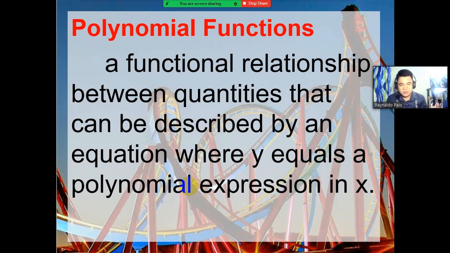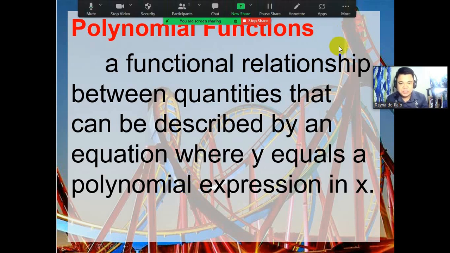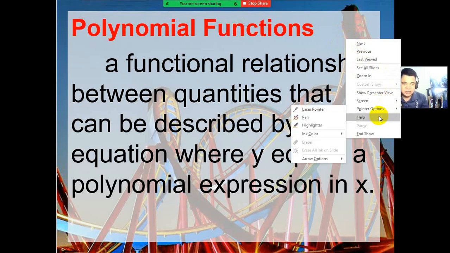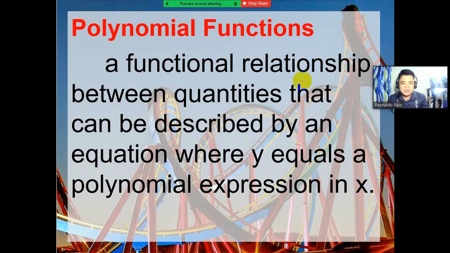What are polynomial functions? It's actually a functional relationship between quantities that can be described by an equation where y equals a polynomial expression in x. What do we mean by this? It's the relationship between quantities. Let's say the two quantities are y equals x. In some other books, it is written as f of x equals x, wherein y here, or the whole polynomial function, is dependent on the value of x.